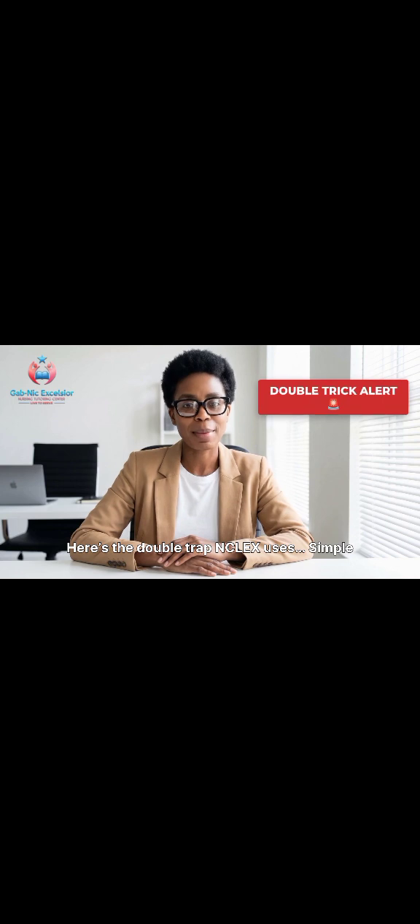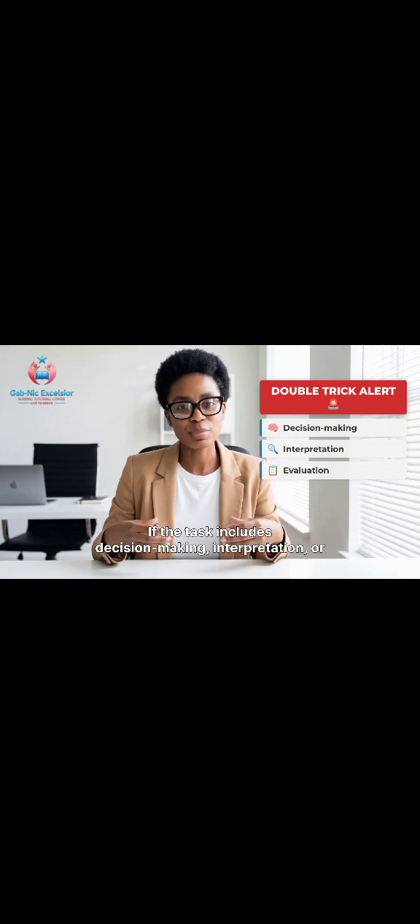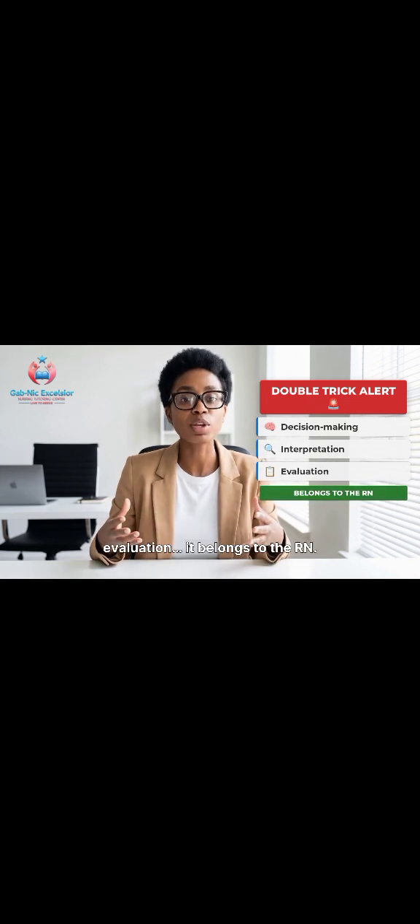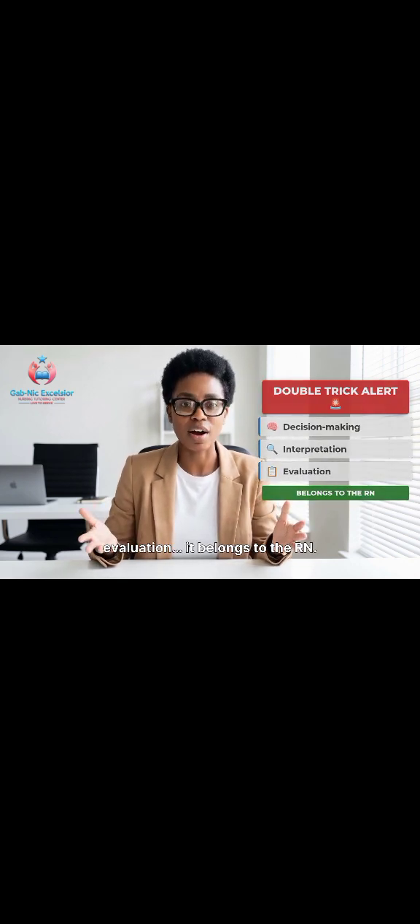Correct answer, B. Reinforce teaching. Why? Teaching new info equals RN. Reinforcing equals LPN. The rest? Initial assessment, care plan, admission. These require full RN responsibility. Here's the double trap NCLEX uses. Simple wording hiding responsibility. If the task includes decision-making, interpretation, or evaluation, it belongs to the RN.